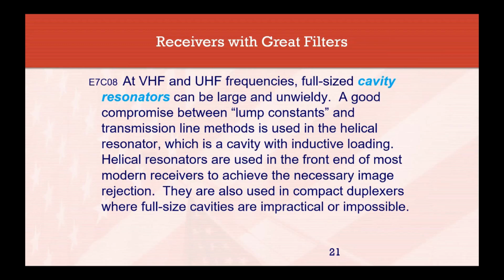So a compromise between lumped constants and transmission line methods is to use a helical resonator, a cavity with inductive loading. A helical resonator is like an enclosed cavity with an inductive winding inside it. They're used in the front end of most modern receivers to achieve necessary image reduction. What they're really saying is the expensive receivers, the contesting type receivers, the kind that you pay $5,000 or $6,000 for, the big ones. They can also be used in complex duplexers where full-size cavities are not possible to use, but generally speaking, we use the big ones on our repeaters, and we use the little tiny ones in the radios.